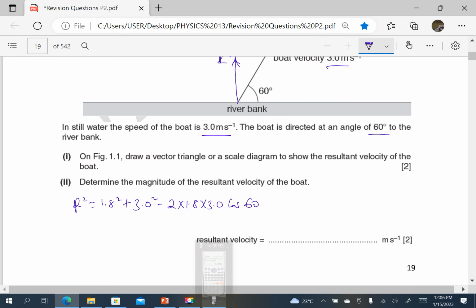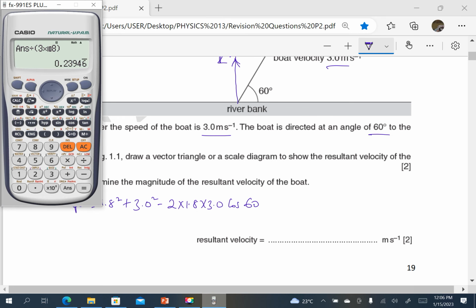So I will just press my calculator here. I have 1.8 squared plus 3 squared minus 2 times 1.8 times 3 cos of 60. So that is the answer. I find the square root, and the resultant is 2.6.